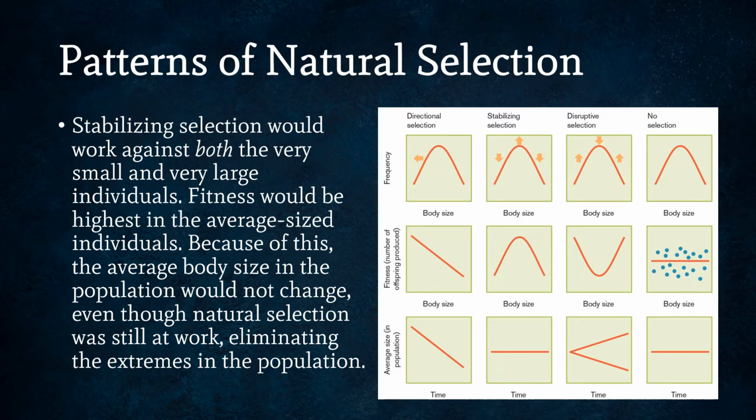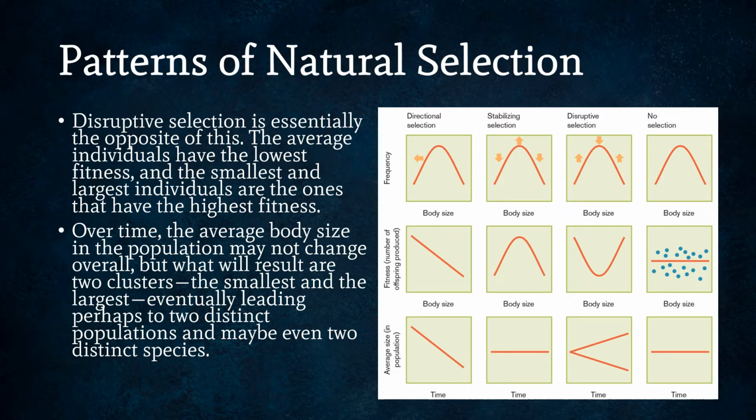Stabilizing selection works against both the very small and very large. Fitness would be highest in the average size individuals. Because of this, the average body size in the population would not change, even though natural selection is still at work, eliminating the extremes in the population. And I mentioned this earlier: even if there's no change in the body size, natural selection is still working to basically pick off the largest and the smallest in the population.